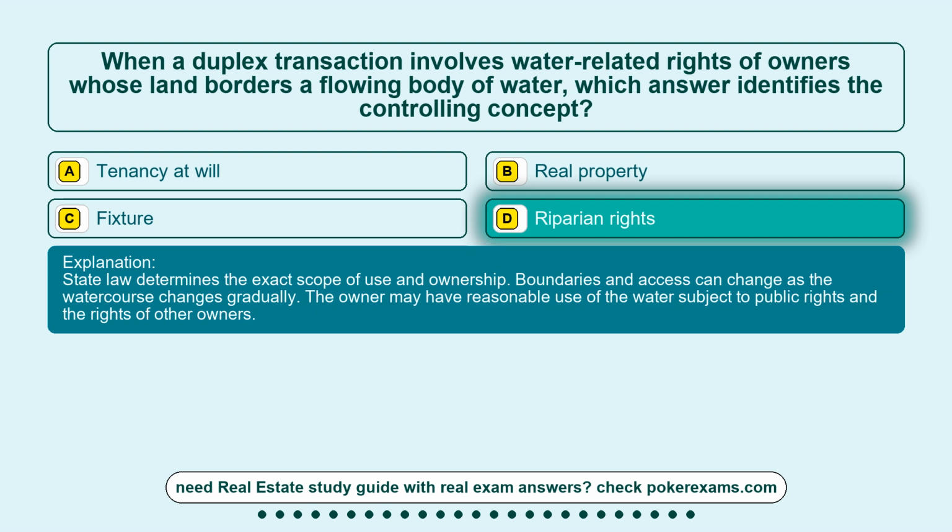State law determines the exact scope of use and ownership. Boundaries and access can change as the watercourse changes gradually.